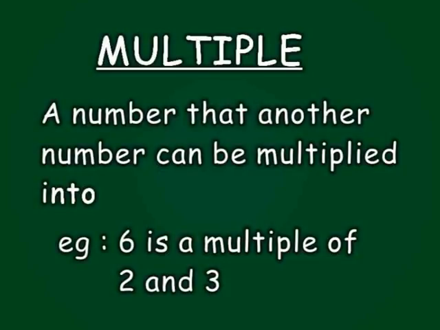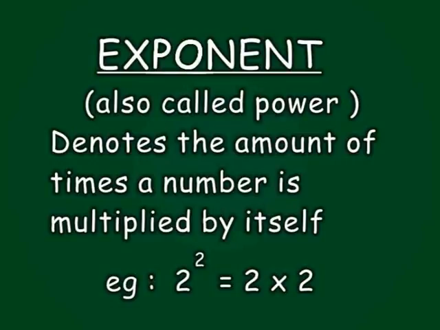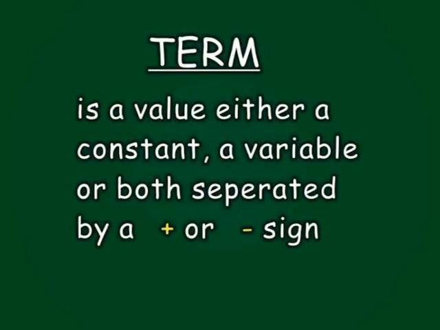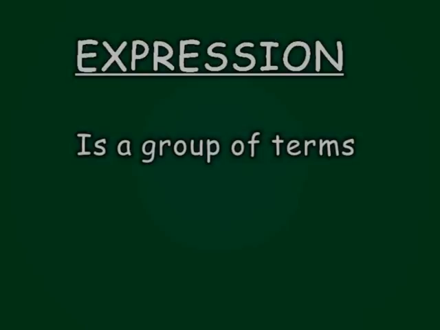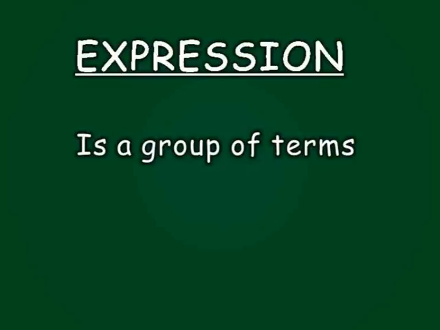Multiple. A multiple is a number that another number can be multiplied into. Example, 6 is a multiple of 2 and 3. Multiples and factors are opposites of each other. Exponent. An exponent, also called a power, denotes the amount of times a number is multiplied by itself. Example, 2 squared is equal to 2 times 2. Term. A term is a value, either a constant, variable, or both, separated by a plus or minus sign. Expression. An expression is a group of terms.